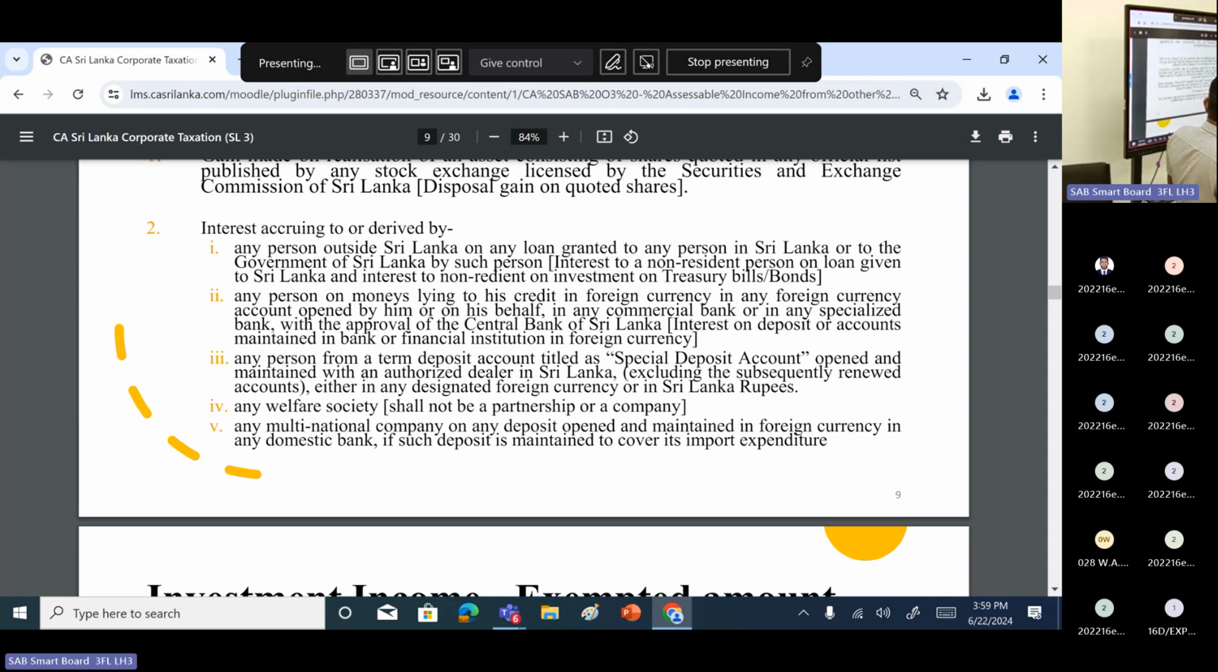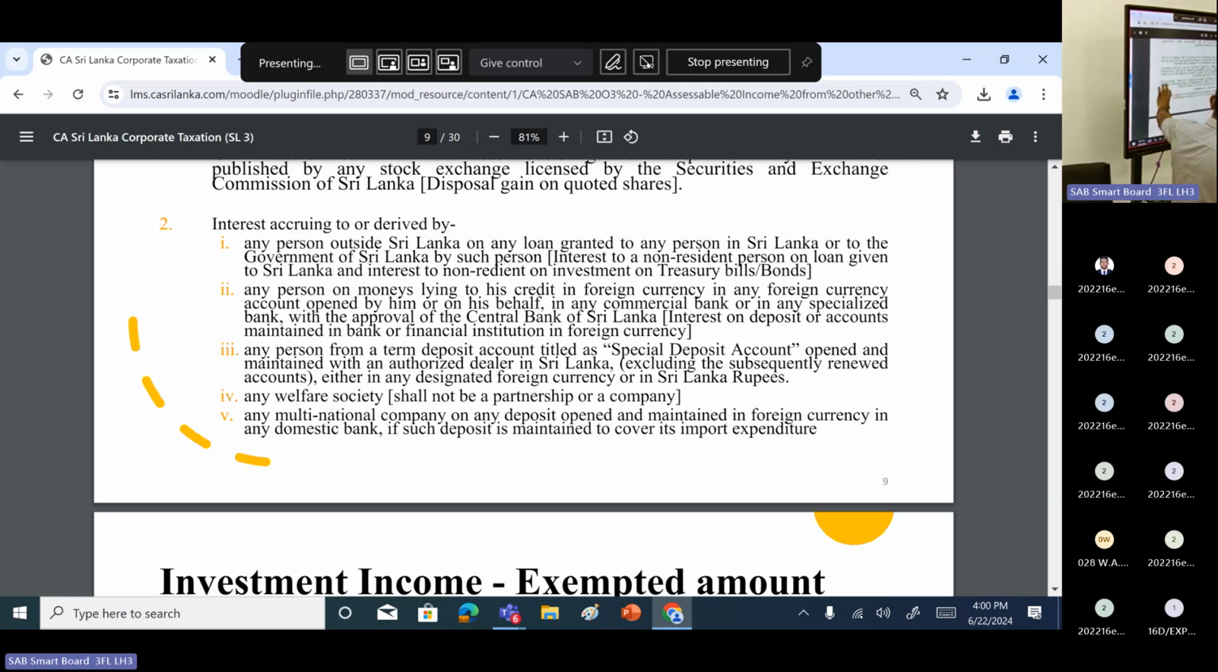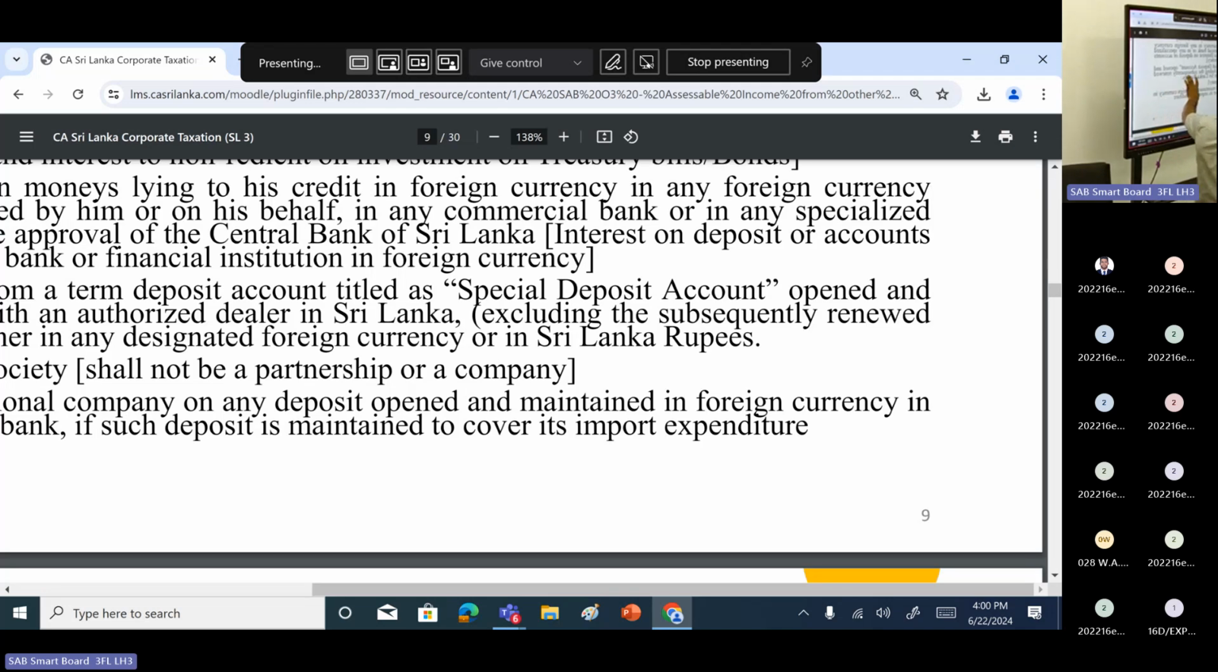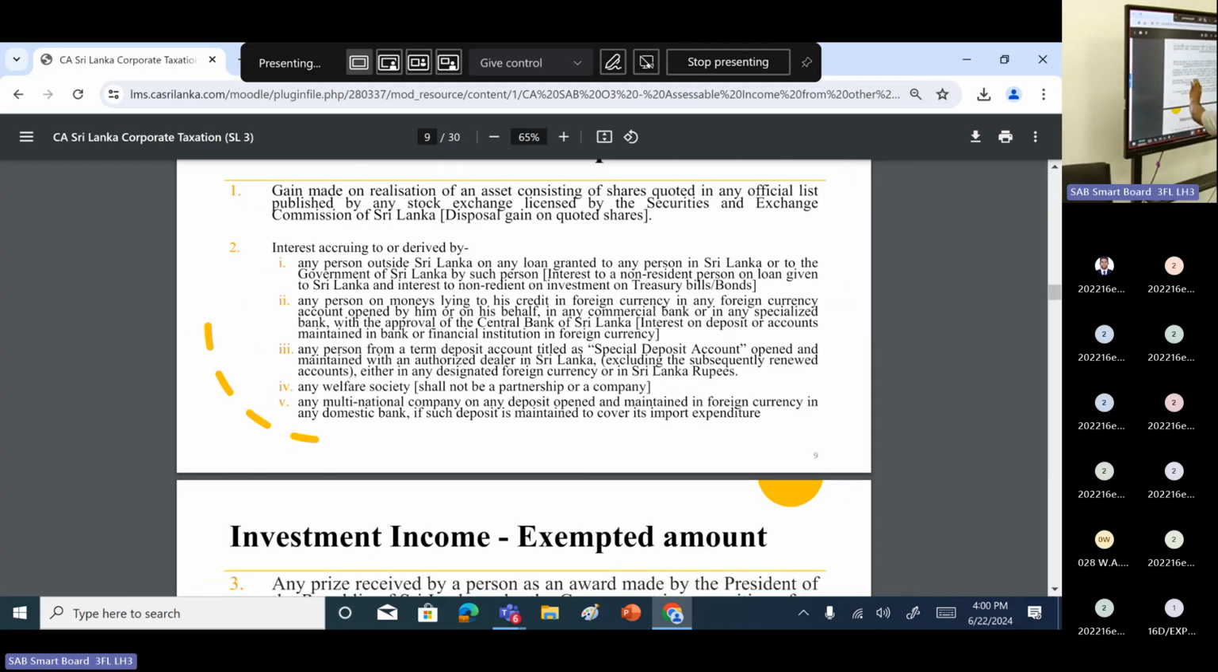Any person from a term deposit account, such as a specialized deposit account, opened and maintained with authorized dealers in Sri Lanka, excluding the subsequently renewed account, either in any designated foreign currency or in Sri Lankan rupees, is also exempt. Any welfare society that is not a partnership or company, its interest is also exempt. Any multinational company on any deposit opened and maintained in foreign currency in any domestic bank, if such deposit is maintained to cover its import expenditure, that is for the remaining multinational entities, right?